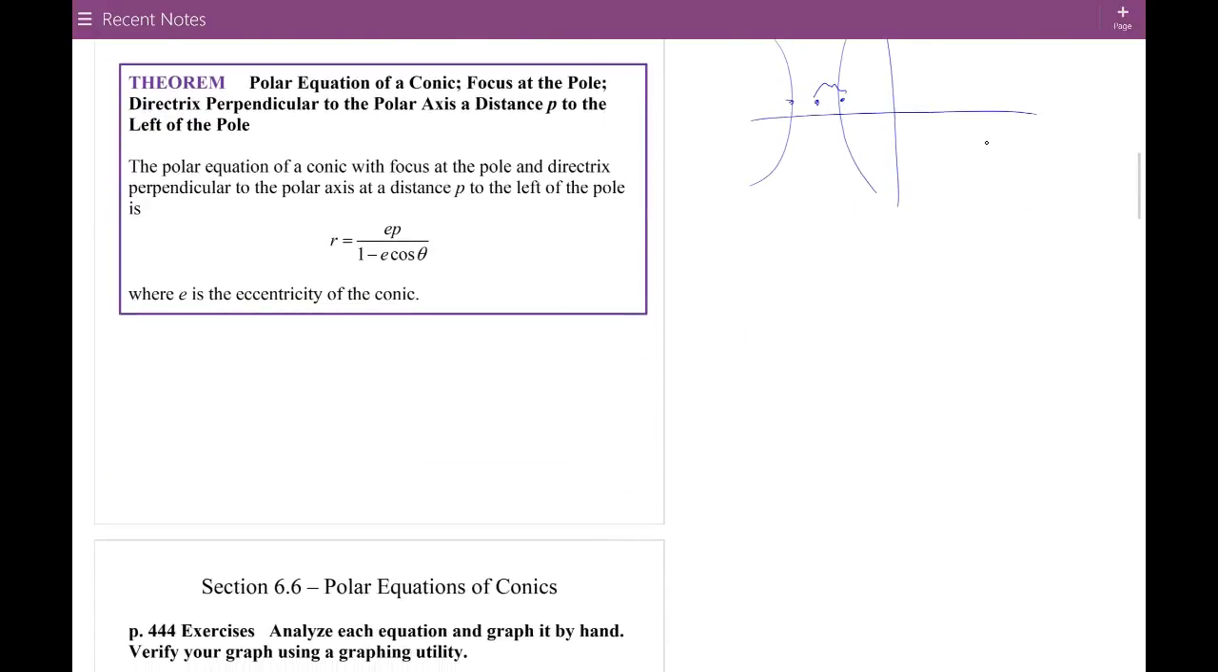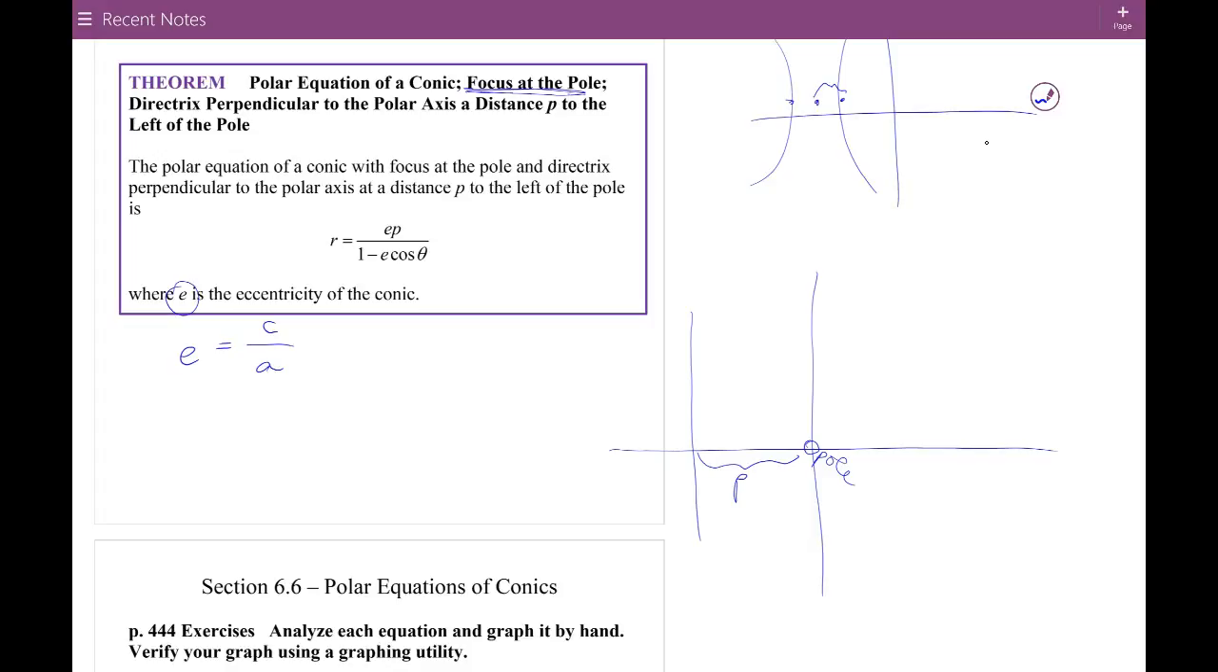So here is the form of the polar equation of a conic with the focus at the pole. So now we're having polar graphs. This is called the pole, remember? So a focus is at the pole, not a center. The directrix is perpendicular to the polar axis, a distance p to the left of the pole. So here is what the polar equation looks like. It's r equals ep over 1 minus e cosine theta, where e is that eccentricity, which is little c over a.